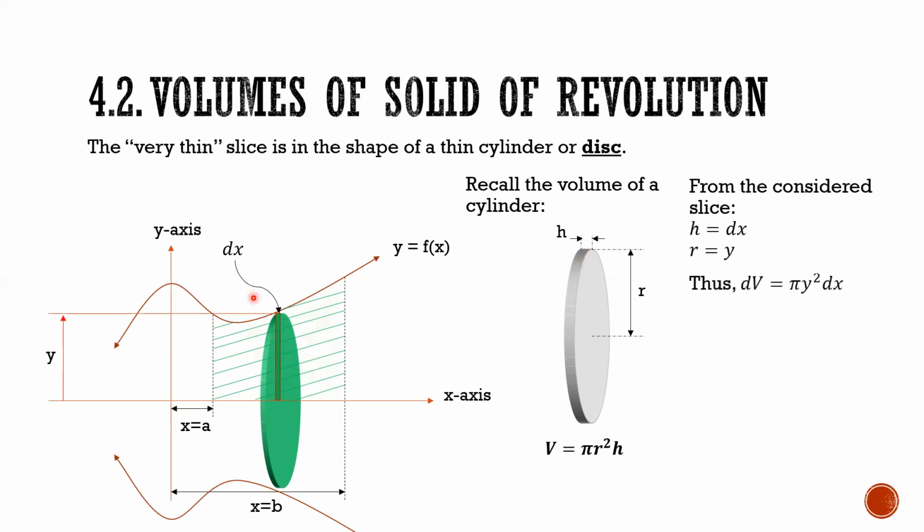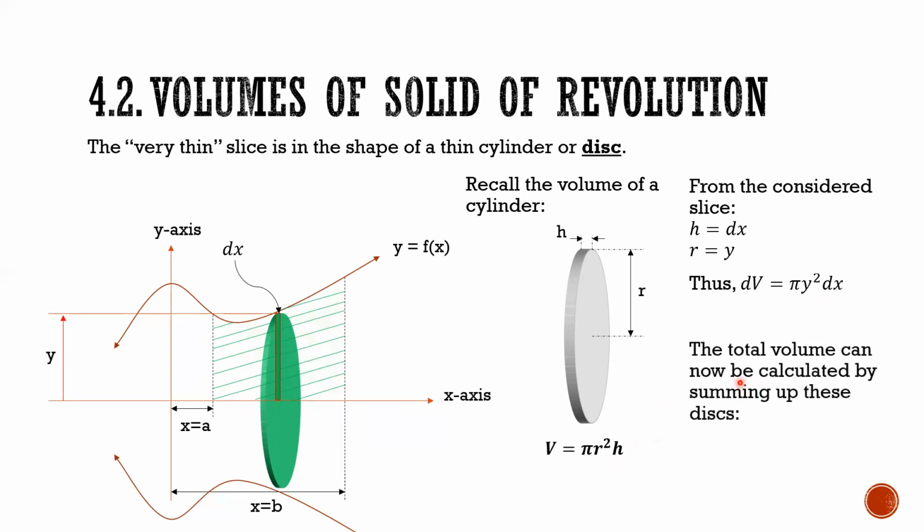So therefore, the volume of this thin slice is going to be a differential of the volume because of the very small thickness. Its volume will be also very small. It is going to be pi y squared times dx. That is just following the formula of a disc. That is r representing y and h representing dx.